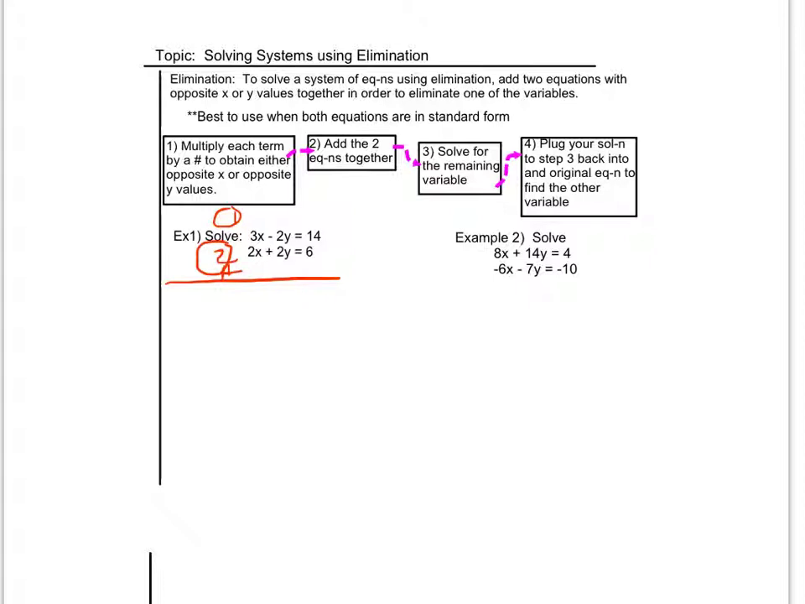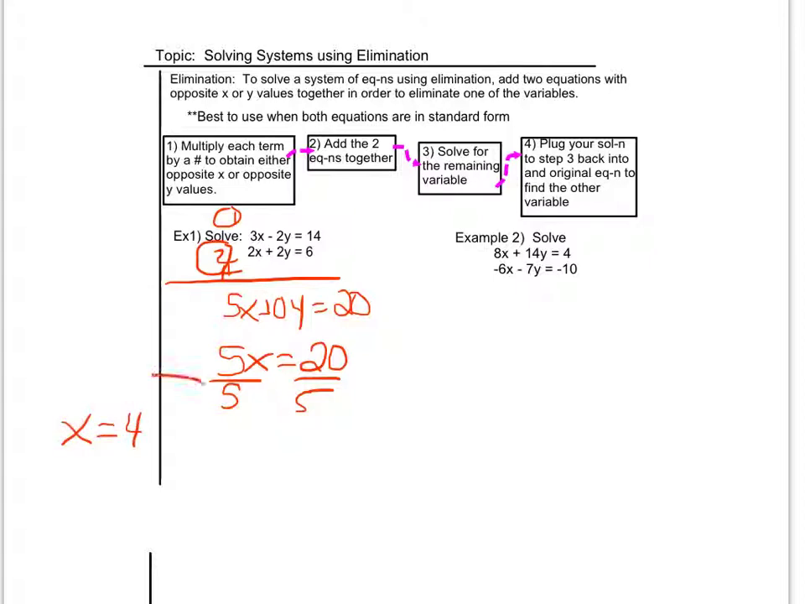3x plus 2x is 5x. -2 and +2 again is 0. There's nothing left. If you want to, you can say 0y. 14 and 6 is 20, but what is 0 times y? Well, 0 times anything is nothing, so that 0y disappears, and I'm left with 5x equals 20. I divide by 5, and I get a solution of x equals 4.